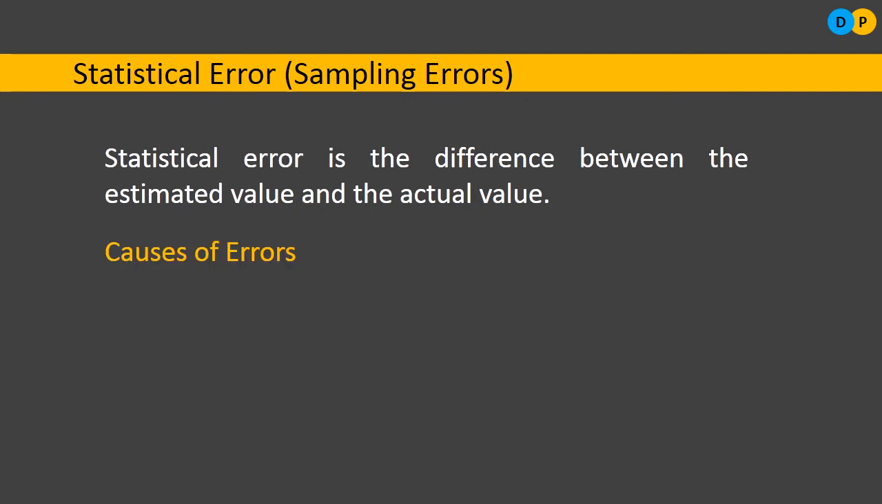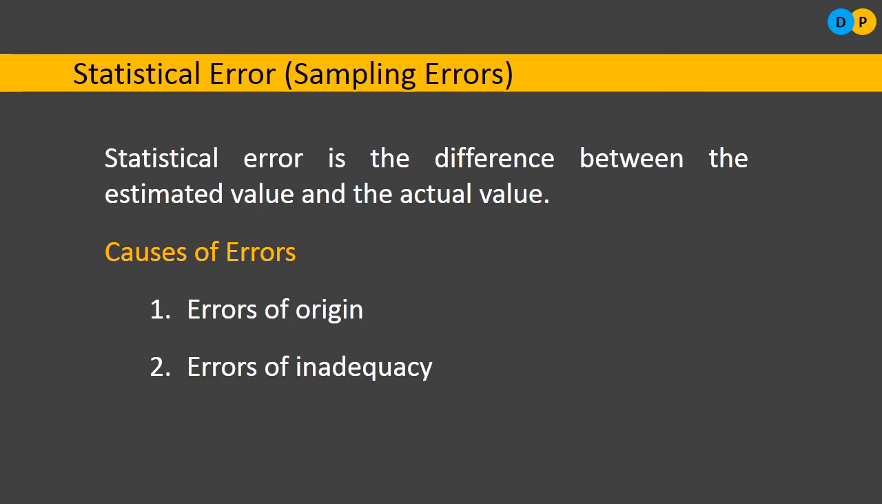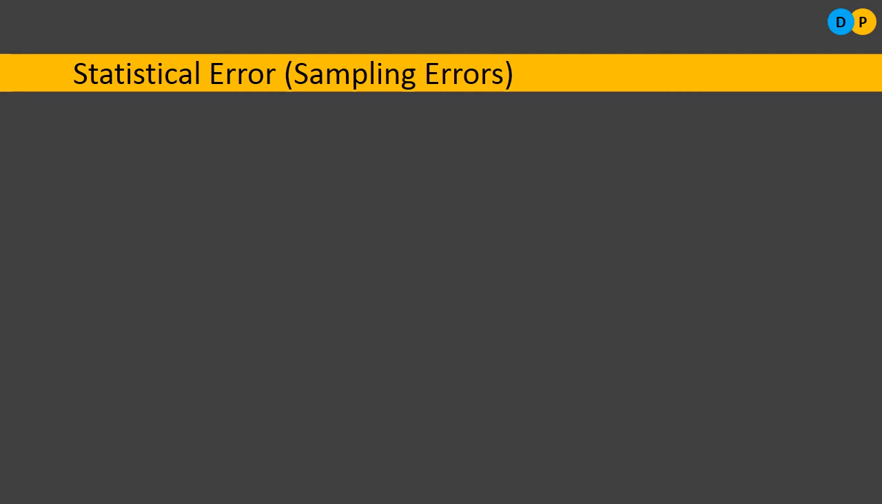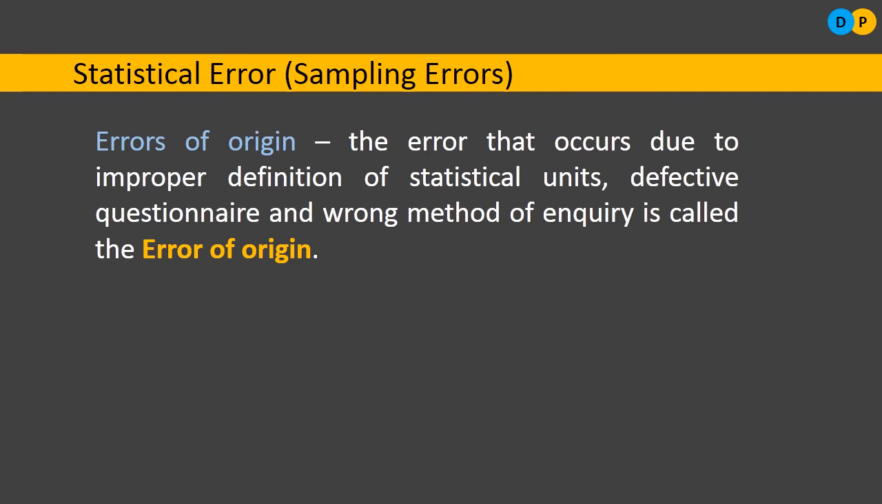What are the causes for errors? Simply, it won't creep up. There are some reasons, some causes. The first one is errors of origin. This may be the reason for statistical error. The second cause may be errors of inadequacy, and the third one is errors of manipulation. We'll study all of them in detail. The first one is errors of origin. What do you mean by errors of origin?